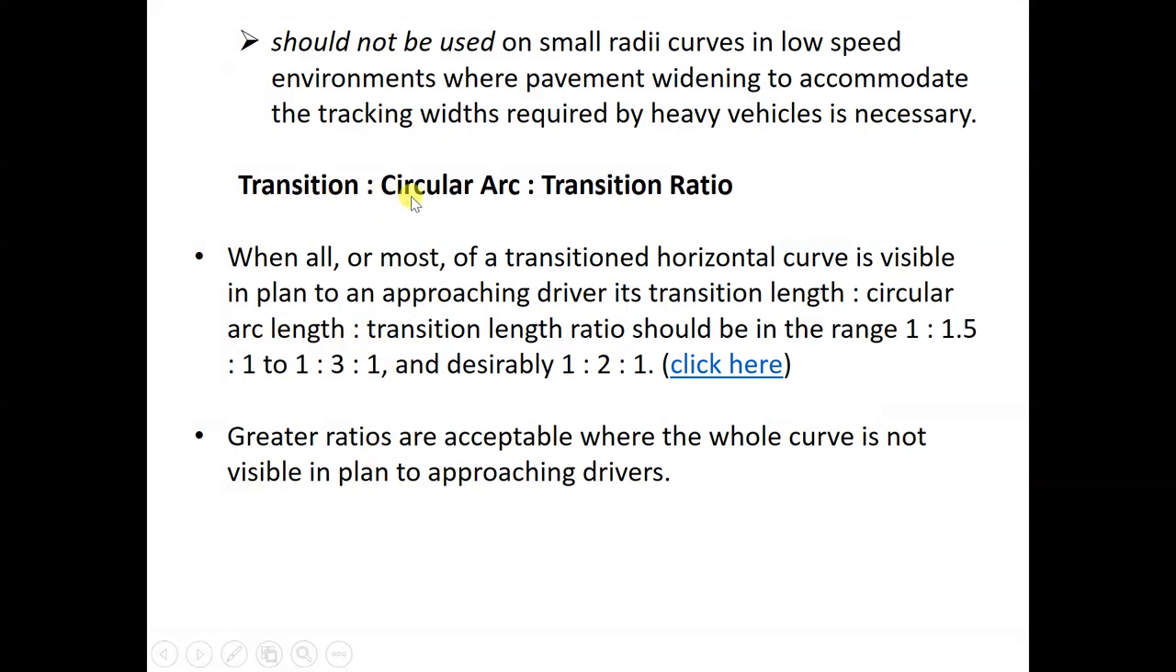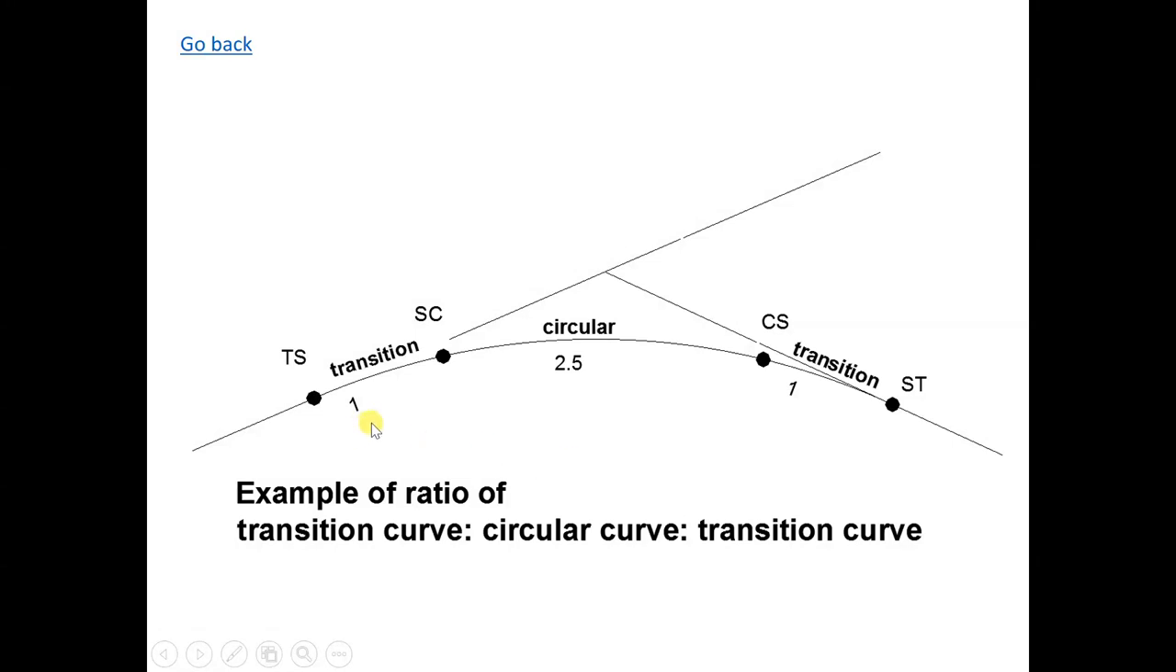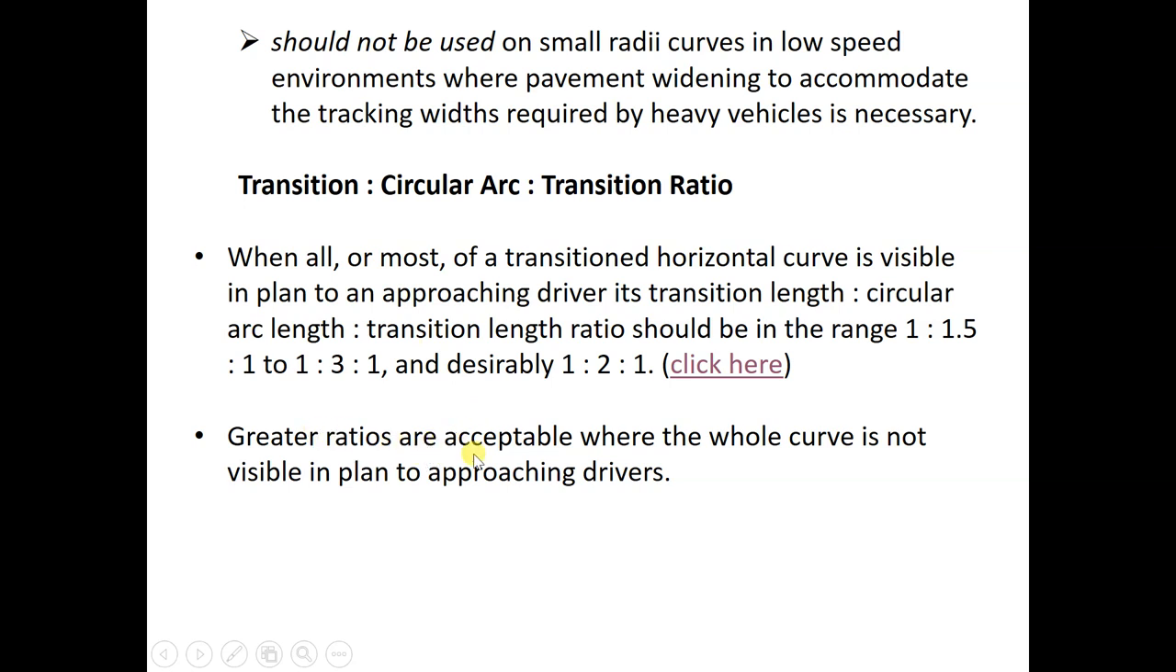So we look at the ratio: transition, circular arc, transition. Just now we talked about it as well. When all or most of the transition horizontal curve is visible in plan to the approaching driver, its transition length, circular arc length, transition length ratio should be in the range of 1 to 1.5 to 1. So these three parts: 1 to 1.25 to 1, or 1 to 3 to 1. One transition, one circular, one transition. And desirable is 1 to 2 to 1. This is just an example, one circular is 2.5 to 1. Greater ratios are acceptable where the whole curve is not visible in plan to approaching drivers.